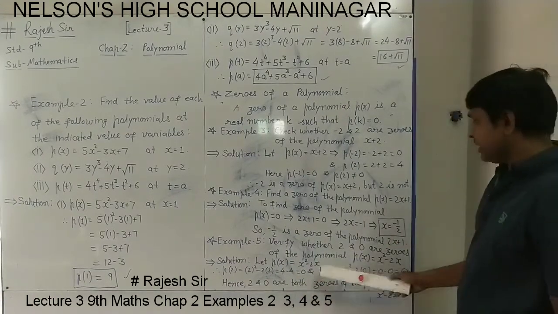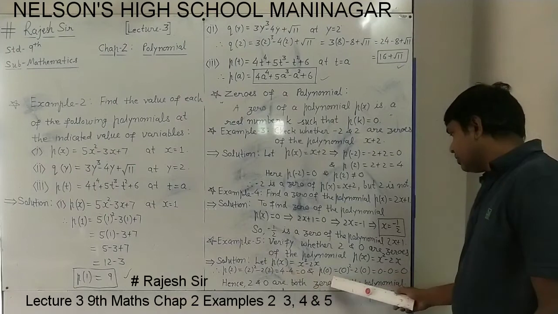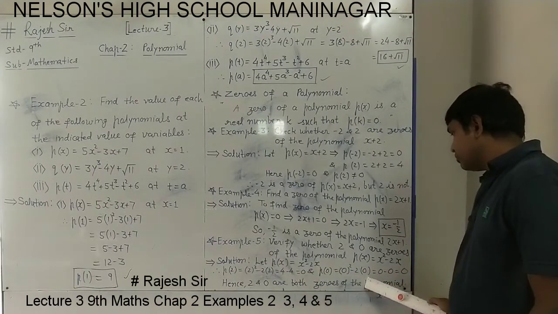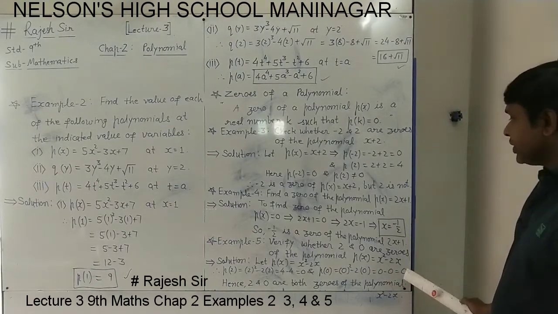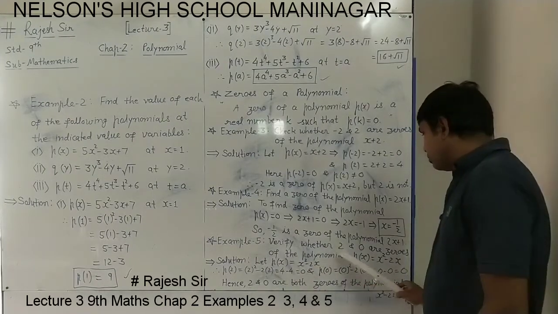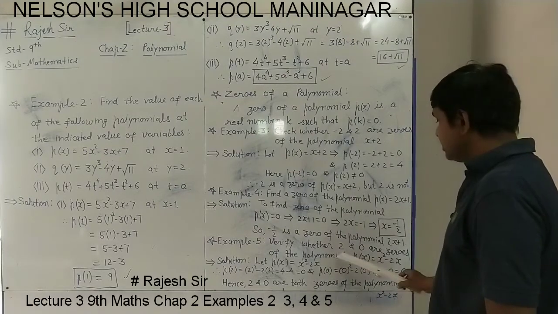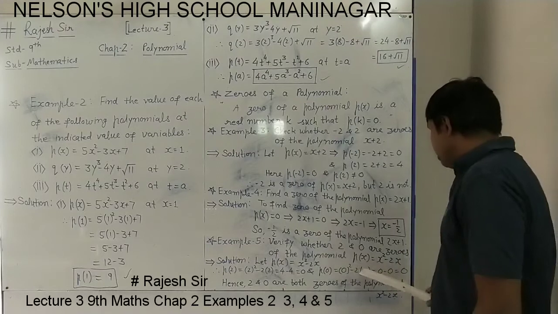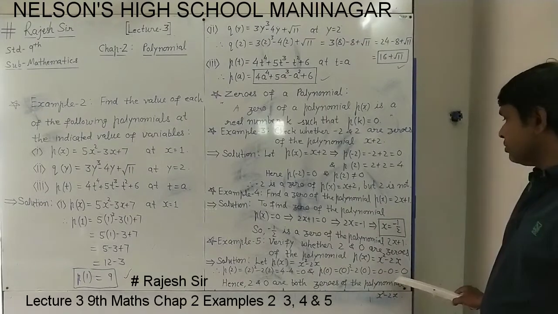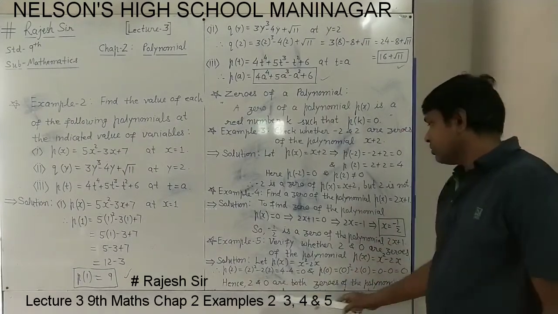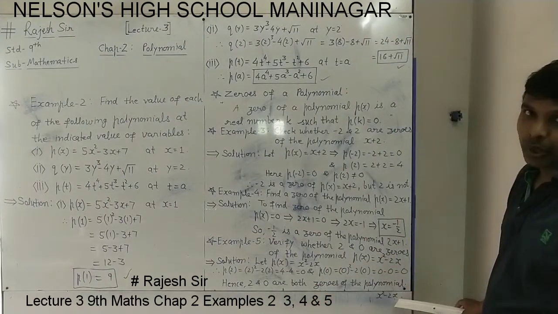And now we will replace x by 0, because at 0 also we have to check. So p(0) = 0² - 2 × 0. 0² is 0, 2 times 0 is 0, and 0 - 0 is 0. So here you can see that replacing x by 2 we are getting 0, and replacing x by 0 again we are getting 0. At both real numbers 2 and 0, the polynomial's value becomes 0. p(2) is 0 and p(0) is also 0. So yes, both 2 and 0 are zeros of the polynomial x² - 2x.